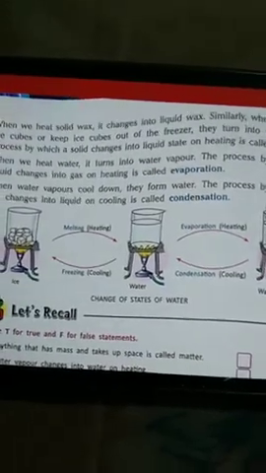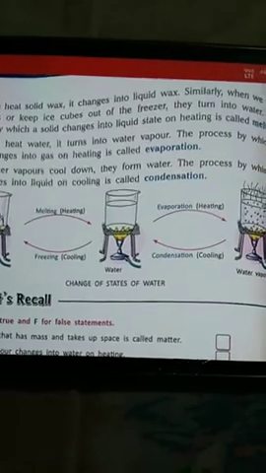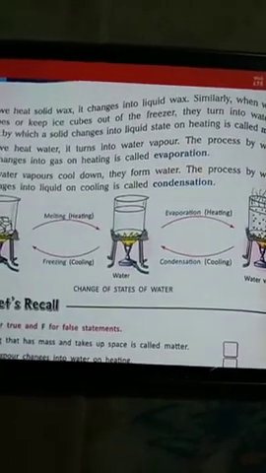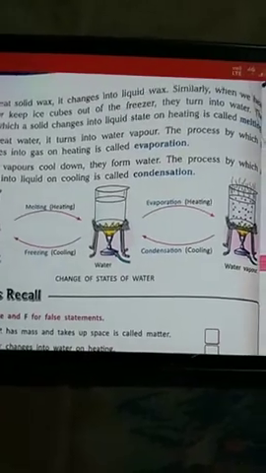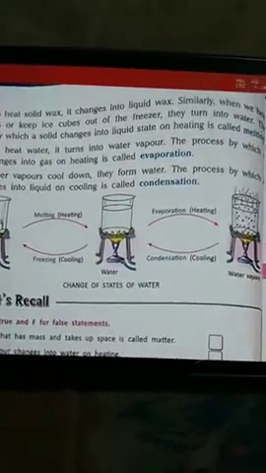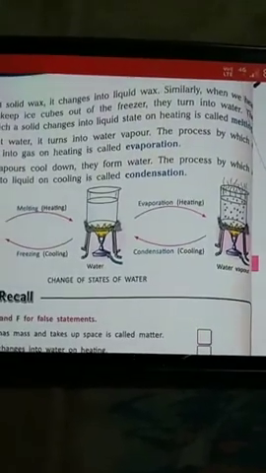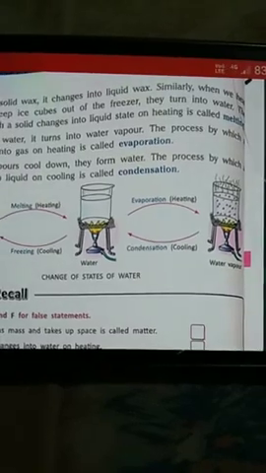Similarly, the water which you have converted into ice by keeping it in the freezer, when you keep those ice cubes out of the freezer, what will happen? The ice cubes will start to melt and they will again turn into water. Here, ice cubes were solid and the water is in liquid state.